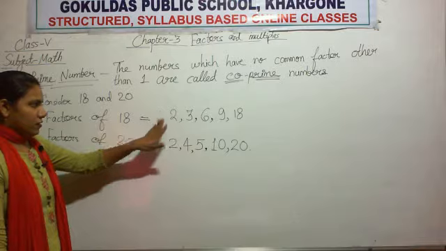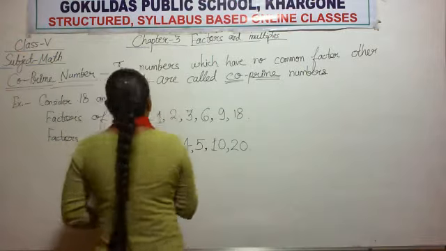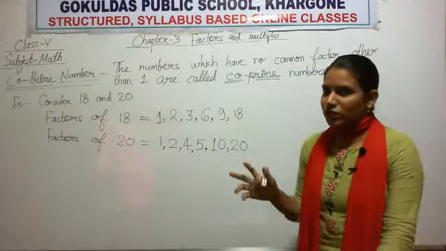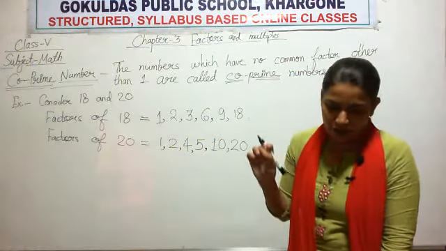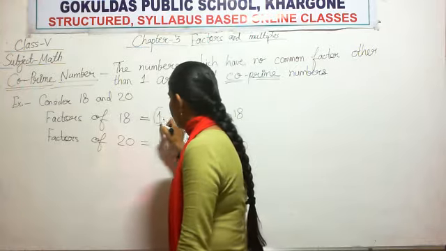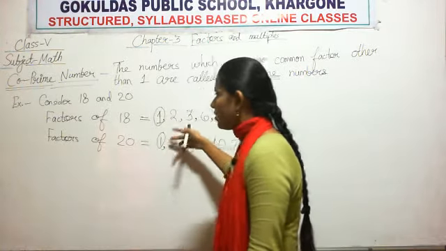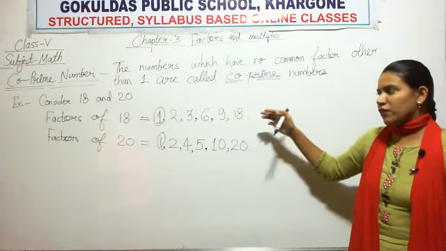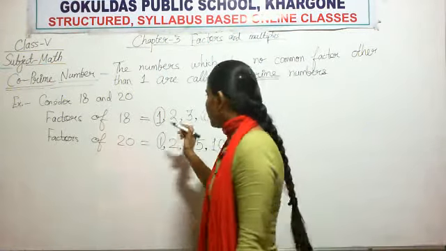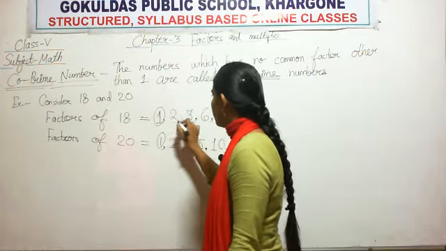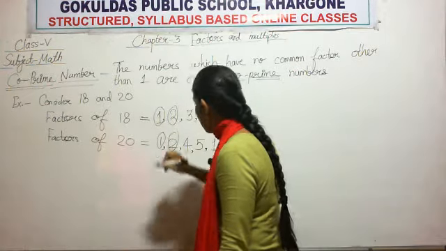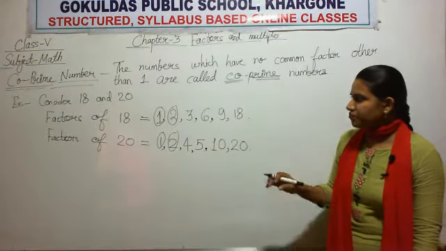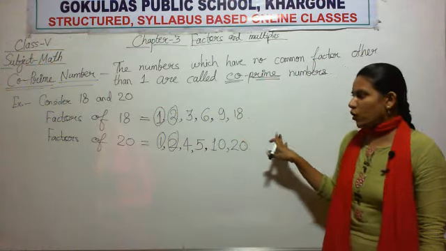Now we have the factors of both the given numbers, that is 18 and 20. Now find the common factors. As you observe, 1 is common in both the numbers. Both numbers have 1 as a factor. Now let us check, is any other number common? 2 is here and 2 is in 20 also. So 2 is also common. Now there is no other common number.